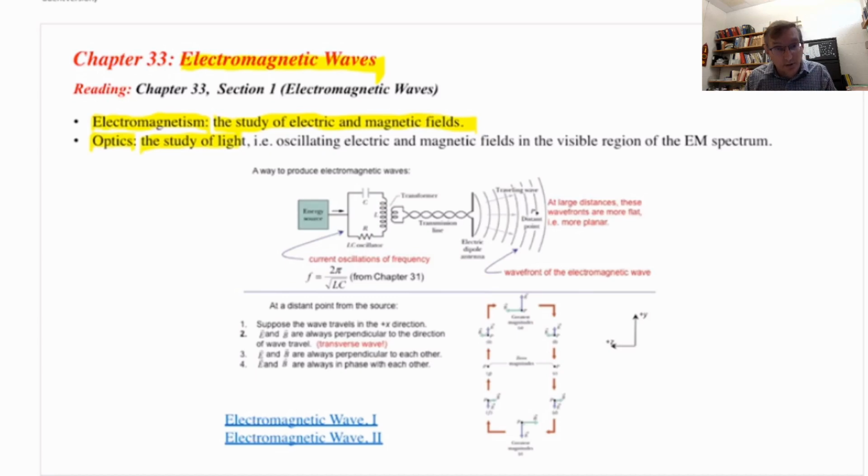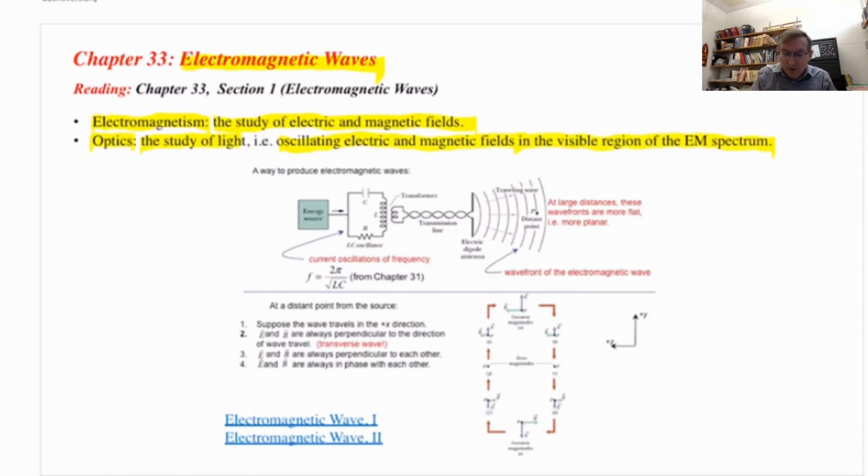But what Maxwell showed us is that light, the thing that we see with our eyes, and that people studied for many years, including Newton, for example, in the 1600s, is just an example of an oscillating electric and magnetic field in the visible region of what we call the electromagnetic spectrum. That's where we're headed.